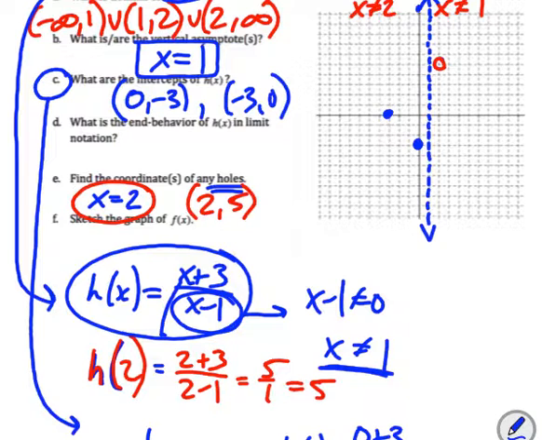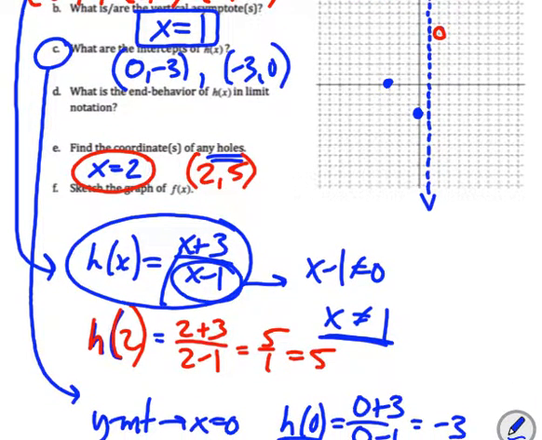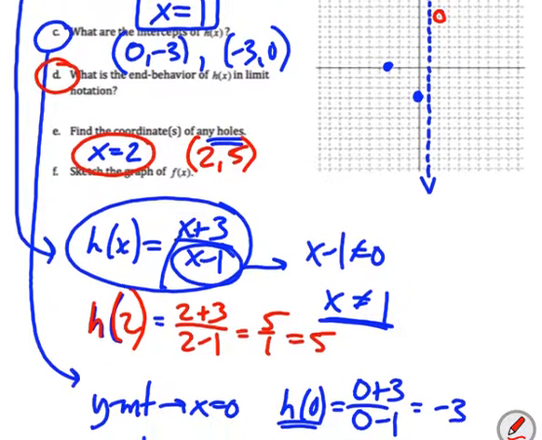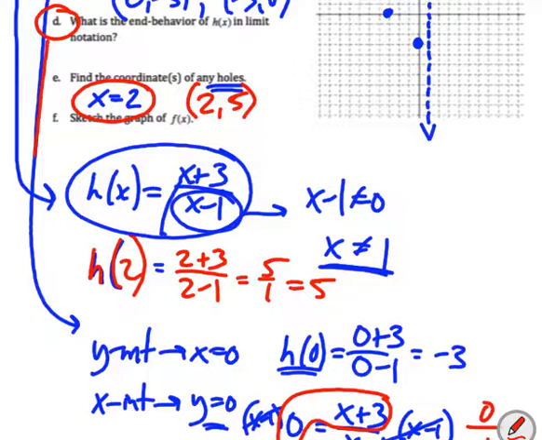Okay, so part D, what is the end behavior in limit notation? So again, I'll probably need a little more space here. I'm probably going to bring this one down. Okay. So end behavior.